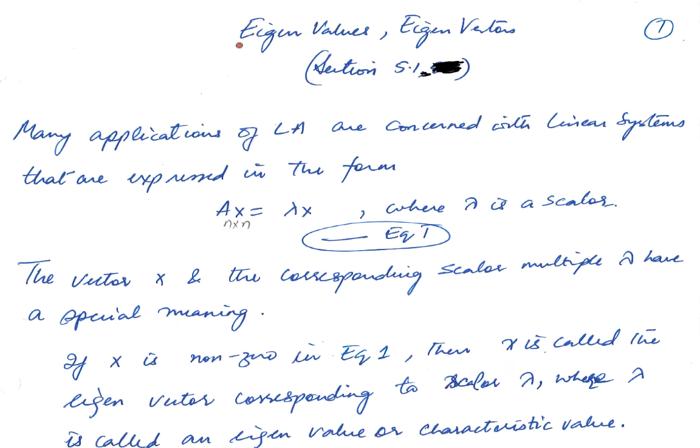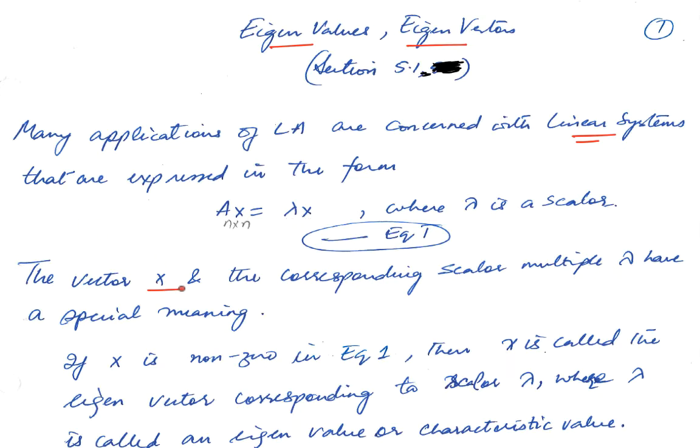Today we are going to be studying eigenvalues and eigenvectors. Now there are many applications in linear algebra which are concerned with linear systems, and they are expressed in the form of a matrix A multiplied to a column vector x, and it gives us a scalar multiple of that vector x, because lambda is a scalar, x is a vector.